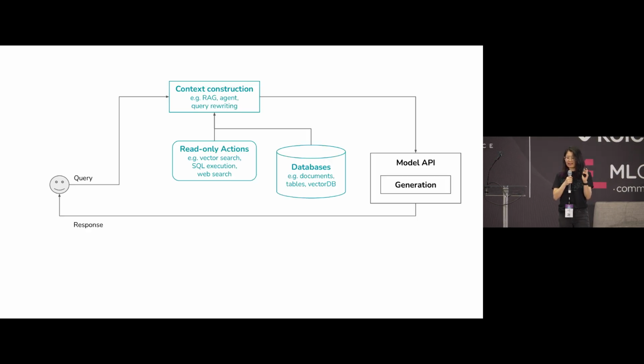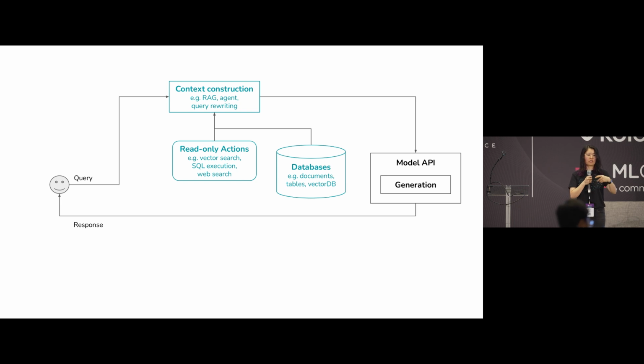Some people call this agentic workflows. People think of agents as very fancy, but I think of an agent as just: you give it access to tool API calls or functions it can call. So I could put both action APIs and retrieval under the category of context construction, and it could look something like this.